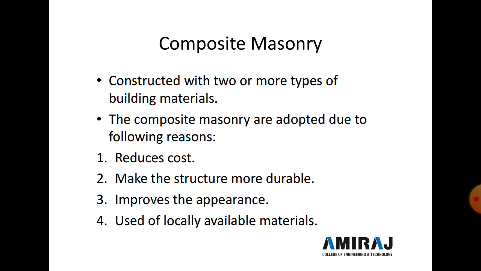The composite masonry is adopted due to the following reasons. Here four main reasons are given, so one by one we discuss. First, it reduces the overall cost of the construction. Second, it makes the structure more durable by providing material of better quality and good workmanship in the face. Third, it improves the appearance of the structure by concealing the interior work. And fourth, it makes use of locally available material to obtain optimum economy.